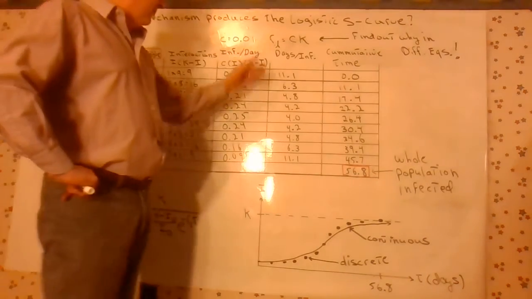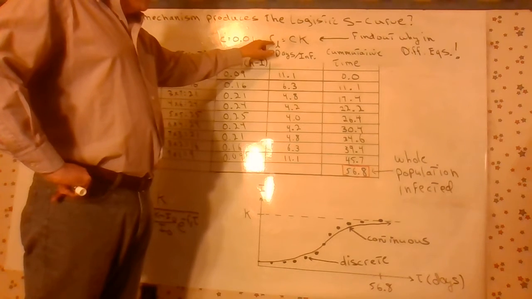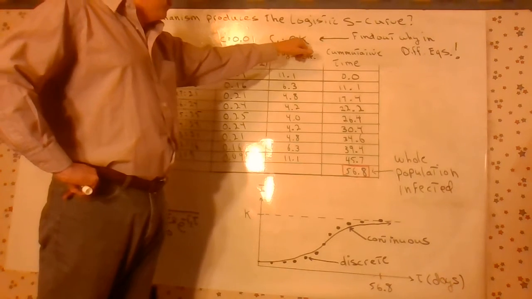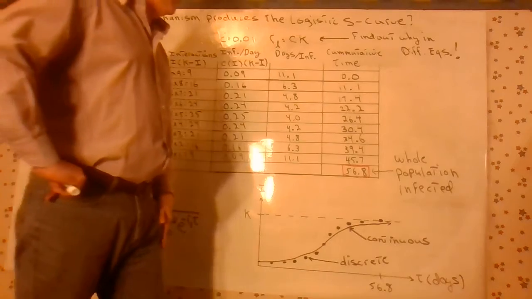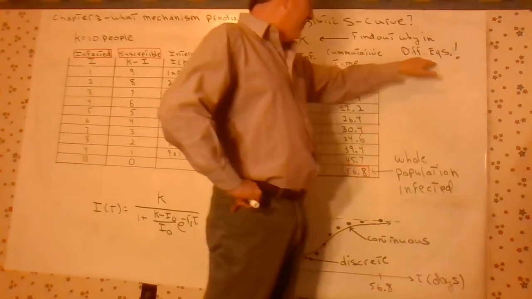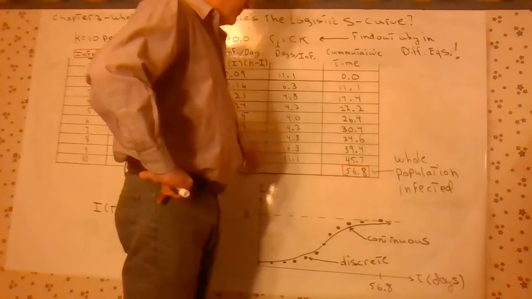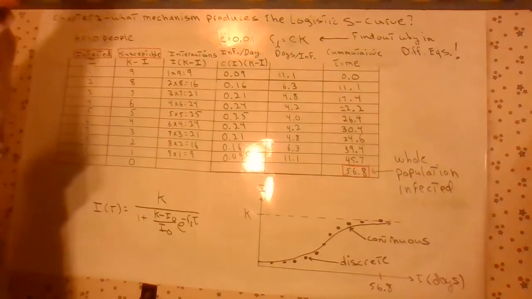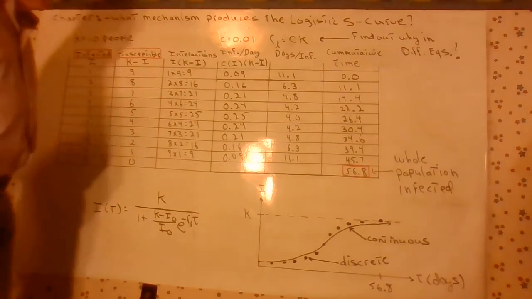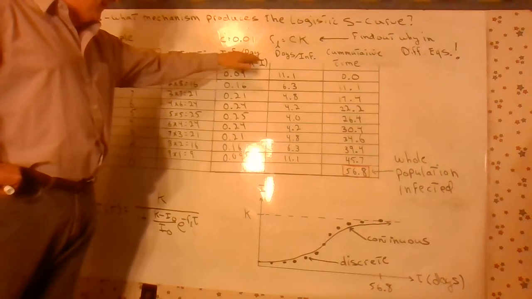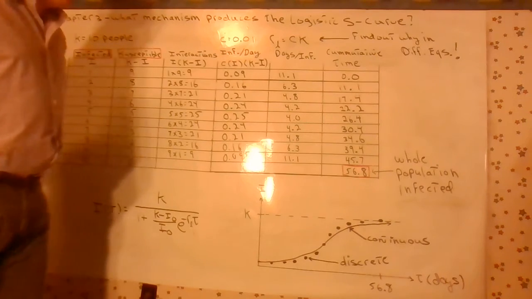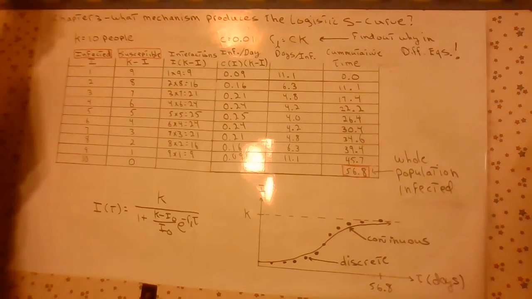It turns out this logistic growth constant is equal to C times K. If you want to find out why, you have to take a course called differential equations. For now, we'll just accept it because this is pre-calculus. This would give us infections per day. Number of infections per day, that would be the unit.